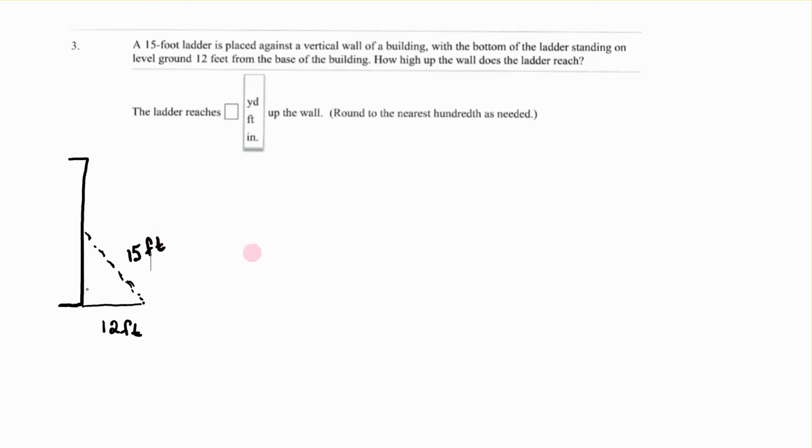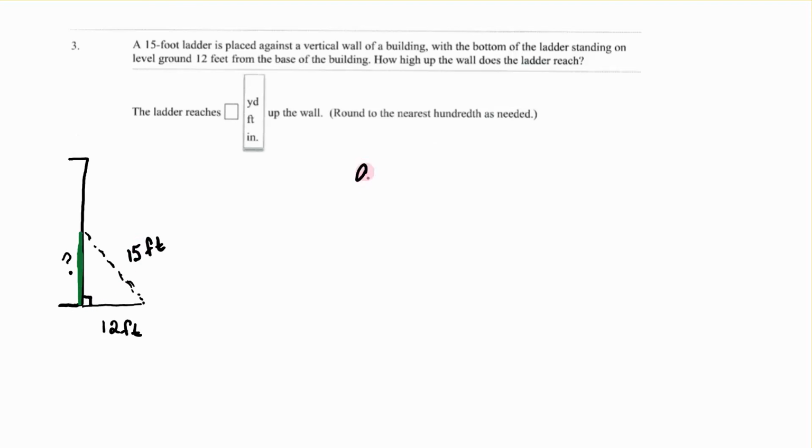We certainly hope that the building is perpendicular to the ground, which means that will be a right triangle. What is the question? How high up the wall does the ladder reach? This is my question mark, from the ground to right here. That's what I'm trying to find. Is that a leg or is that a hypotenuse? Look at the right angle. The side opposite the right angle is the hypotenuse.